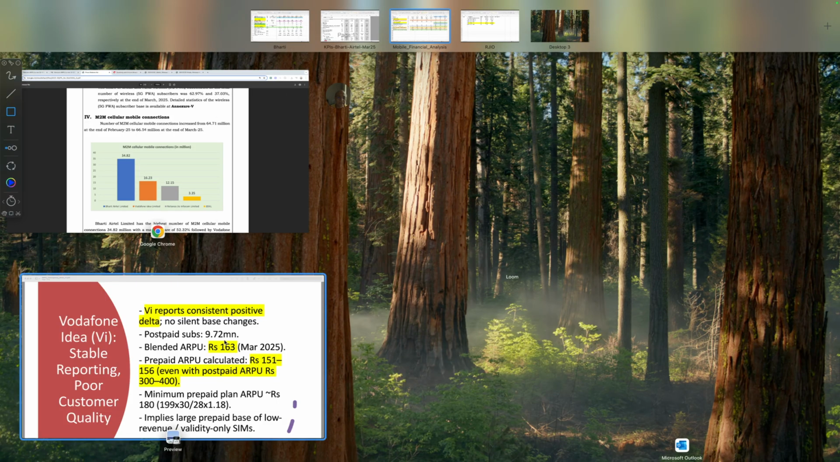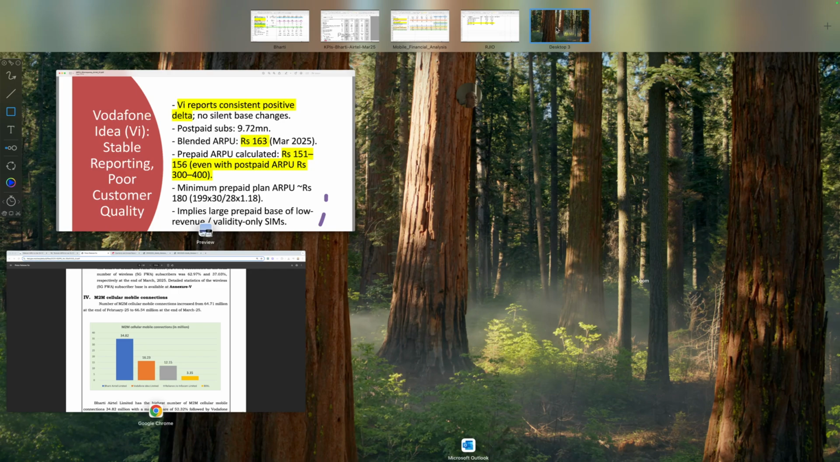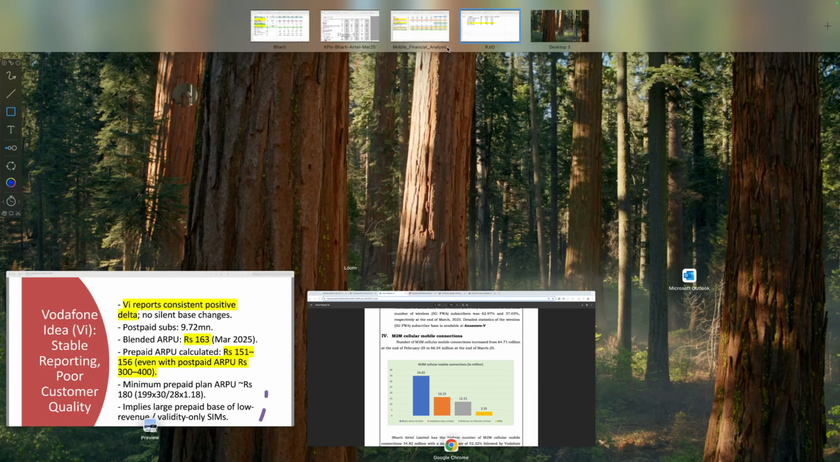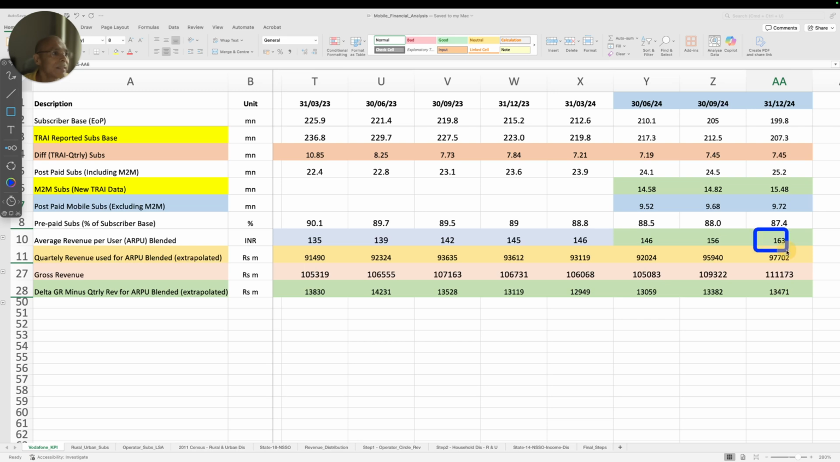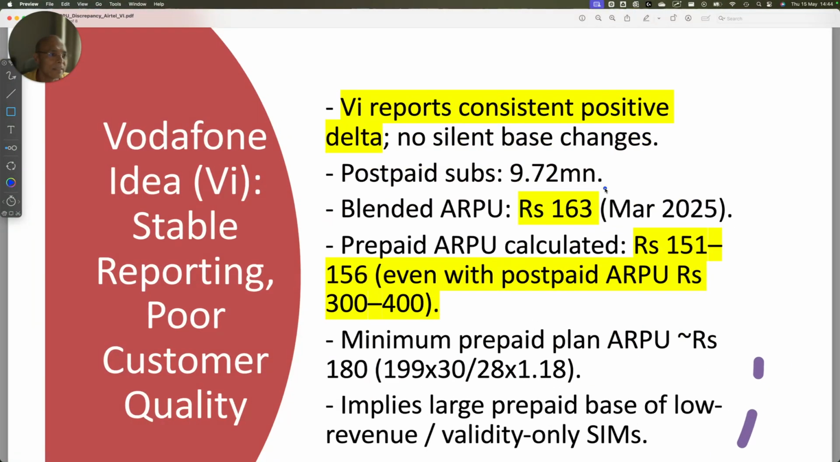Now let's get back to my slide. So this 9.72, how did I calculate? VI's blended ARPU is 163, and this is a reported number, right? I think not March, this should be December. My mistake, this is December. 163, yeah, December. Sorry, just ignore that mention in the slide. So the prepaid ARPU is calculated because I don't know what the postpaid ARPU value is, it can be 300, 400, 450. So I calculated between 300 and 450. It varies between 151 and 156.